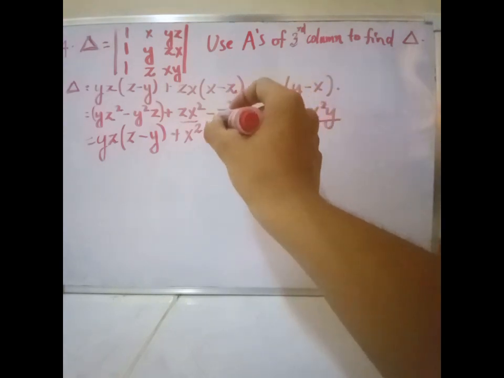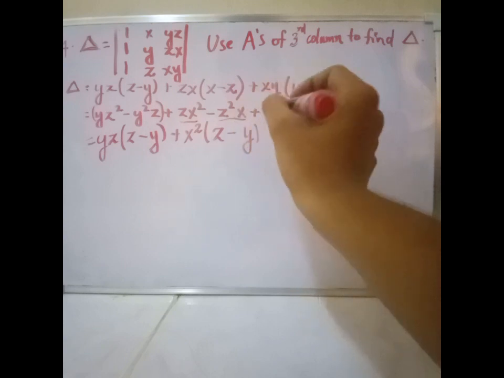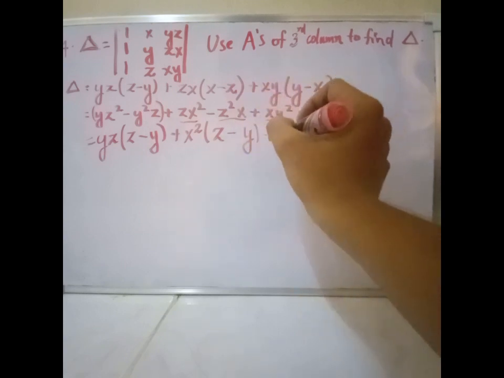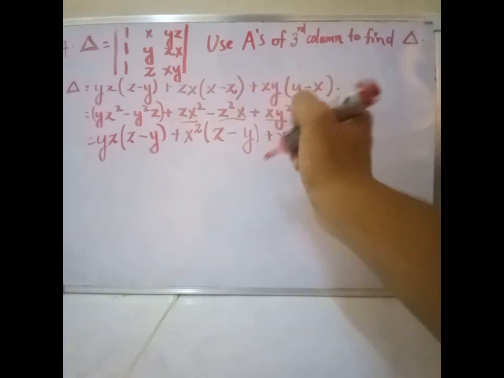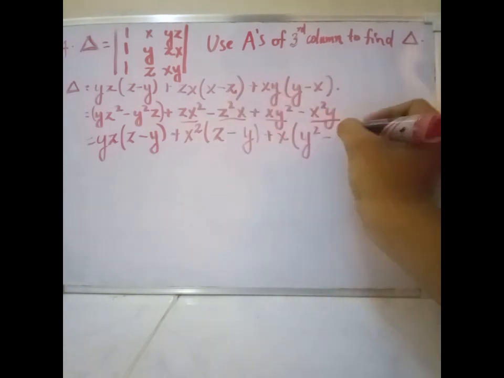Now if you check, the left out terms are these two. We can take x common from both of these terms, so it will be x into y squared minus z squared.